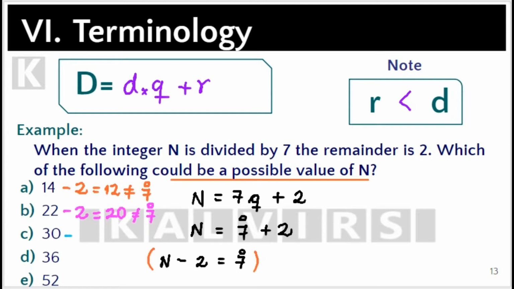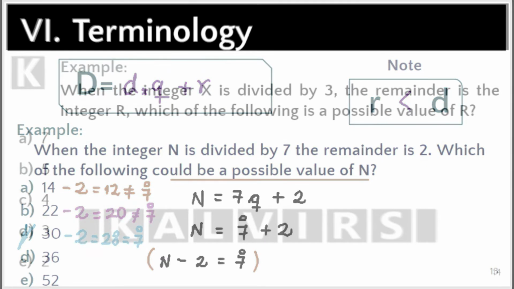Now, for choice C, 30 minus 2 is 28. 28 is a multiple of 7. Therefore, 30 is a possible value for n. Choice C is correct.